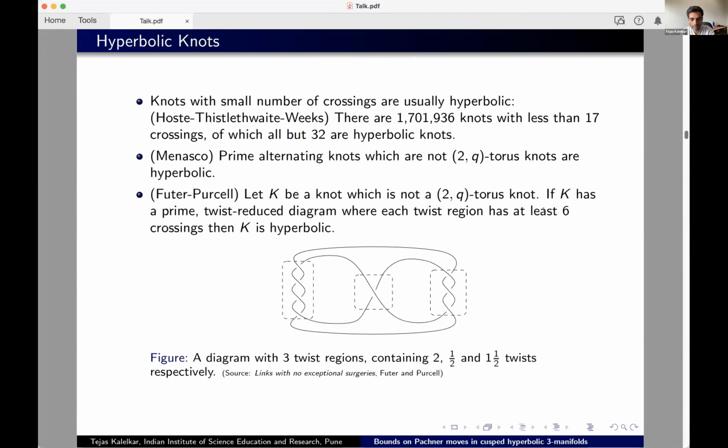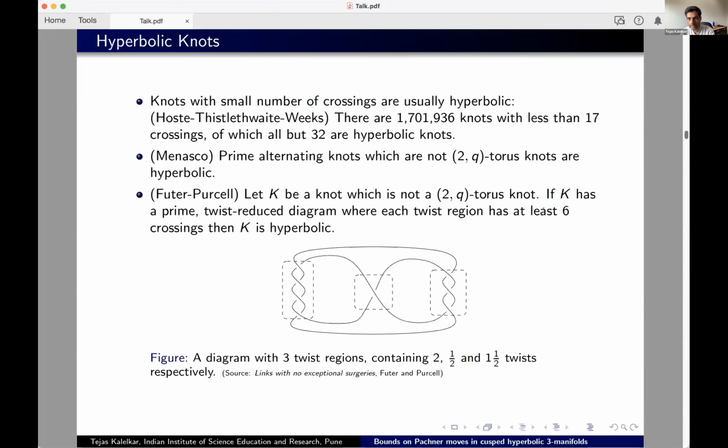So in this diagram, you have 3 twist regions, and the first one has 1, 2, 3, 4 crossings, and the second region has 1 crossing, and the third one has 3 crossings. But the theorem says that if you have at least 6 crossings in each of these twist regions, then the knot ends up being hyperbolic. So the point I wanted to make is that there are a few theorems from which you can conclude from the diagram itself whether the knot is hyperbolic or not.